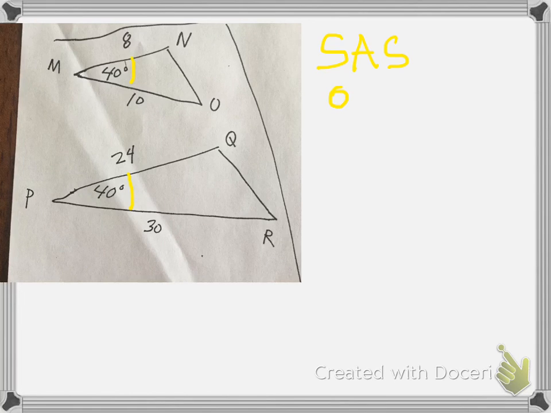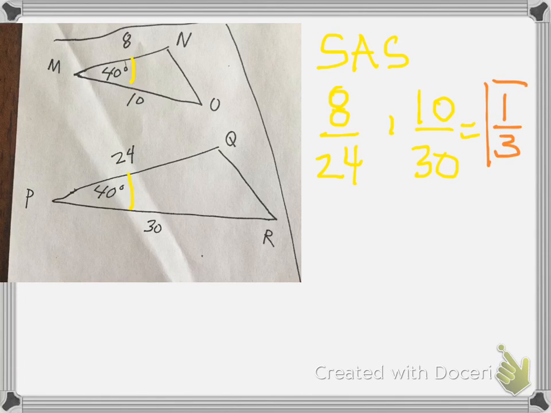So 8, 10. And then on the other triangle, I do smallest to biggest: 24 and 30. And you can see they both reduce to 1/3.